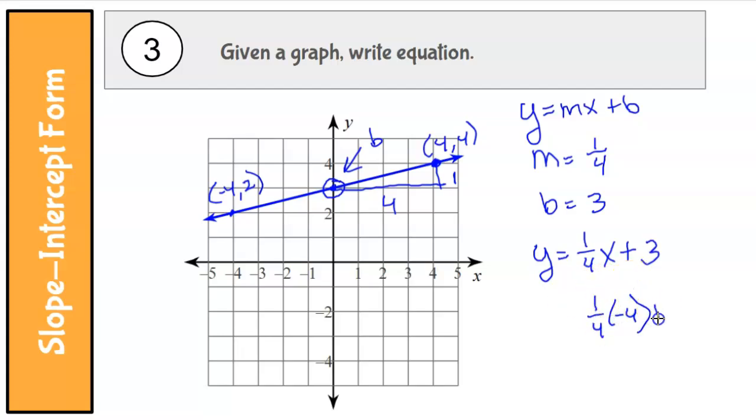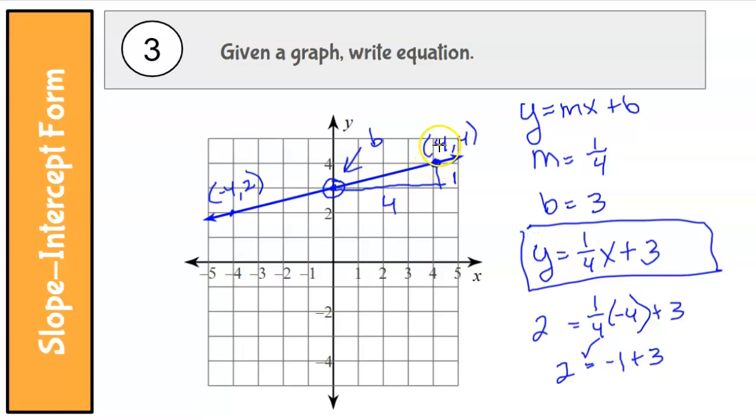Man, I love algebra because I can check and see if I am right. Well, 1/4 of -4 is -1 plus 3. It is 2! Yay! See how cool that is? This is my answer because every pair of x's and y's makes this equation true. That's the relationship between x and y on this graph.